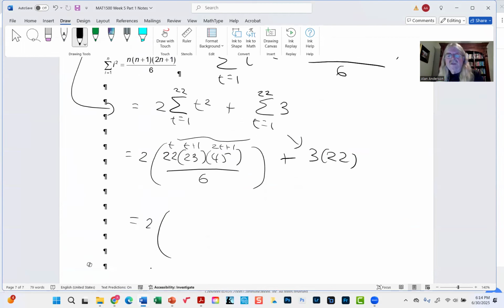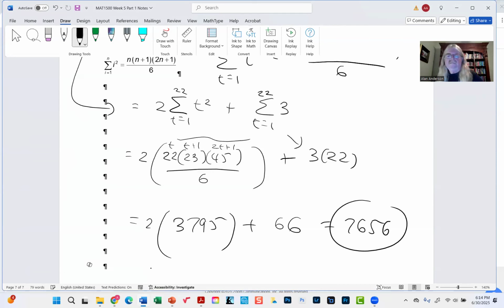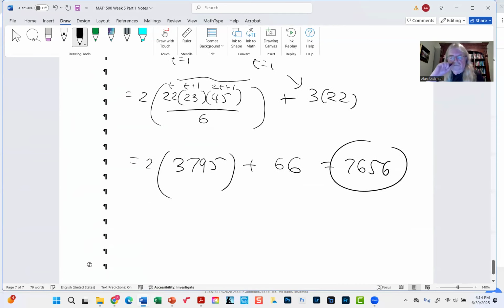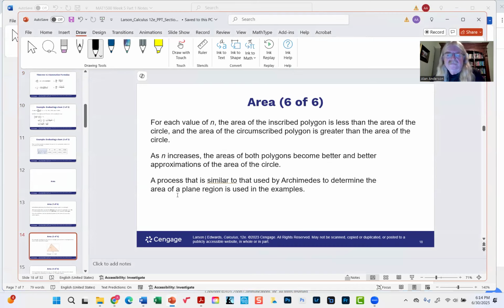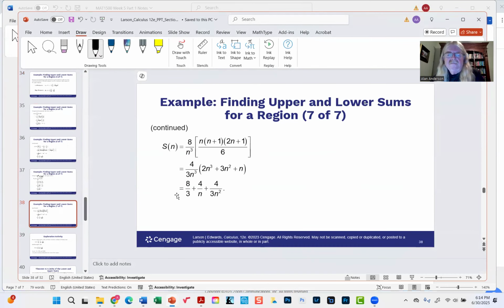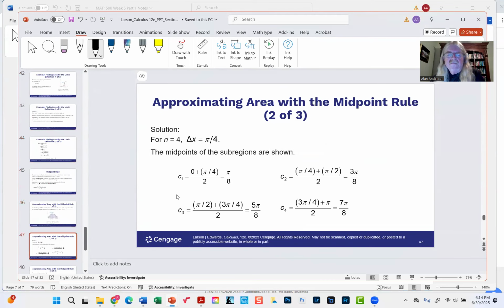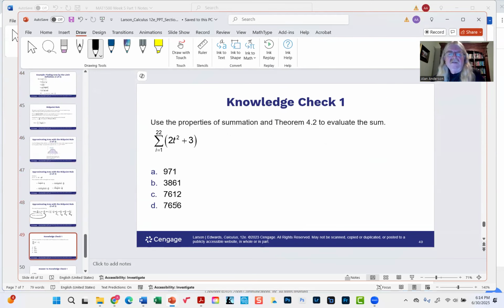So 22 times 23 times 45 divided by 6 is, oh, it's an even number. So I've got 7656. There we go, D.